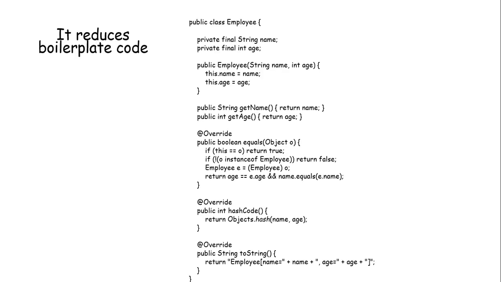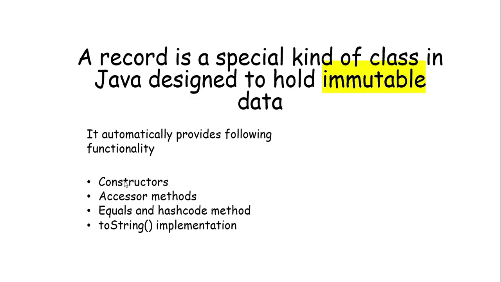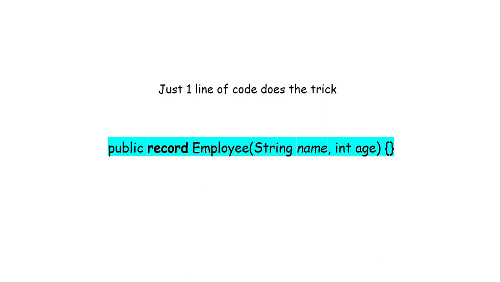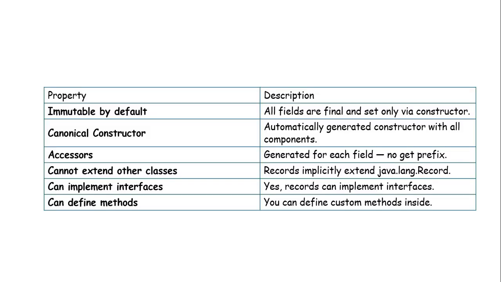As mentioned in the below functionality, it will provide the constructor, the accessor methods, the equals and hashCode methods for that specific class, and the toString implementation. You don't have to write all this boilerplate code. We'll get the record in the following manner. So what are the functionalities? For example, it is immutable by default. All the fields are final and set via the constructor.